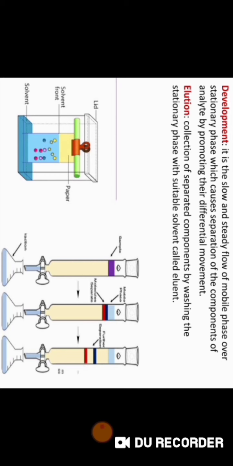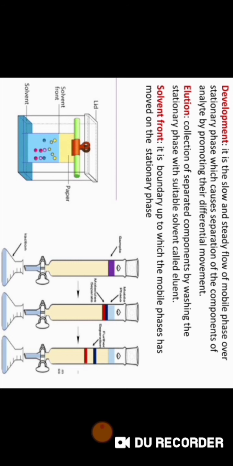Next we have elution. Elution is the collection of the eluted solvent, or collection of separated components, by washing the stationary phase with a suitable solvent. So look at the figure. Here are three columns, and there are three flasks at the bottom. The flasks are kept for collecting the eluent. After carrying out the development process, or after flowing the mobile phase over the stationary phase, it will drain down and bring along with it solutes or fractions of solutes. This fraction of solutes will be collected in the flask, and this whole process is called elution.